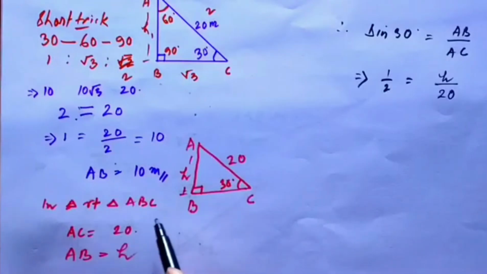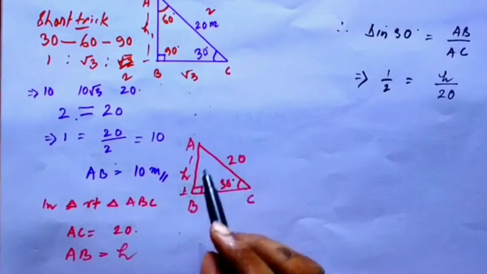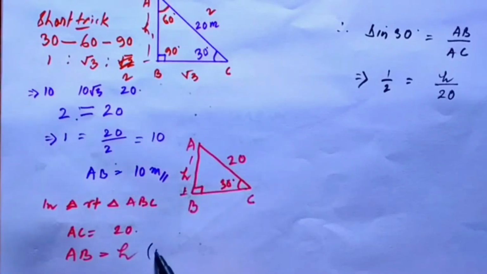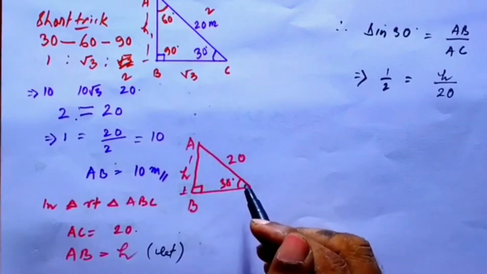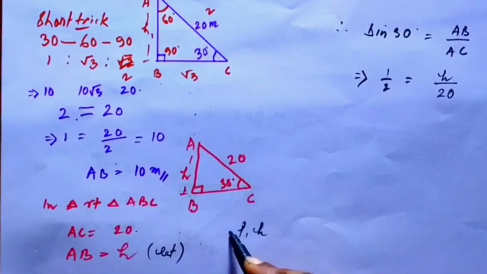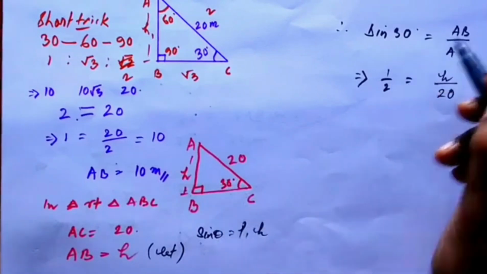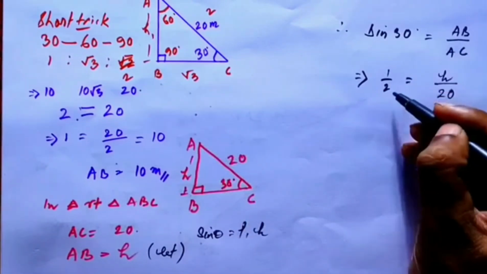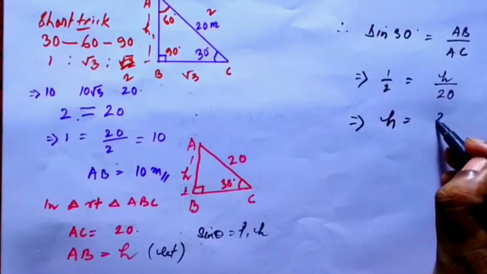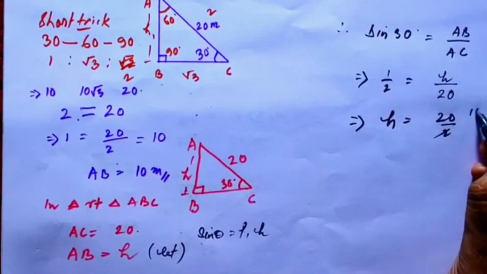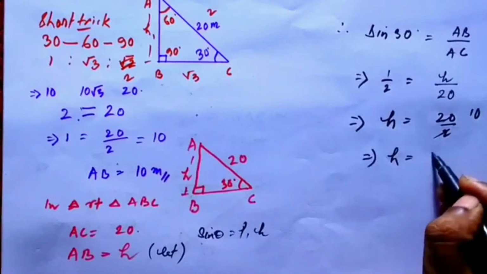So in right triangle ABC, we have SE equal to 20, AB equal to, let us write H. So we have perpendicular and hypotenuse, so we are going to use sin theta. So sin 30 is AB by SE. So sin 30, which is half, equals H by 20. So H equals 20 by 2, so 2 10s are 20. So H is equal to 10 meter, which is our answer.